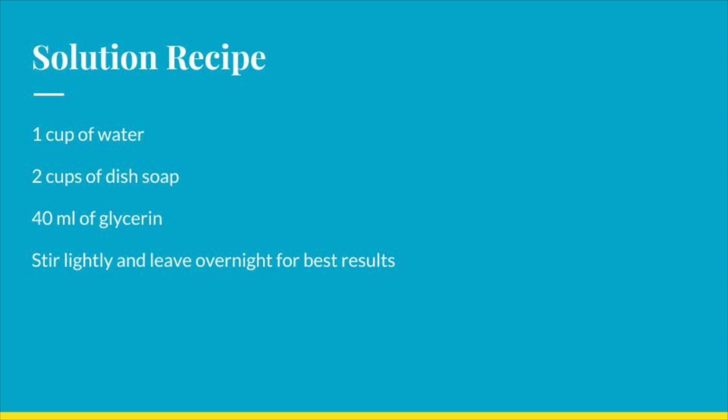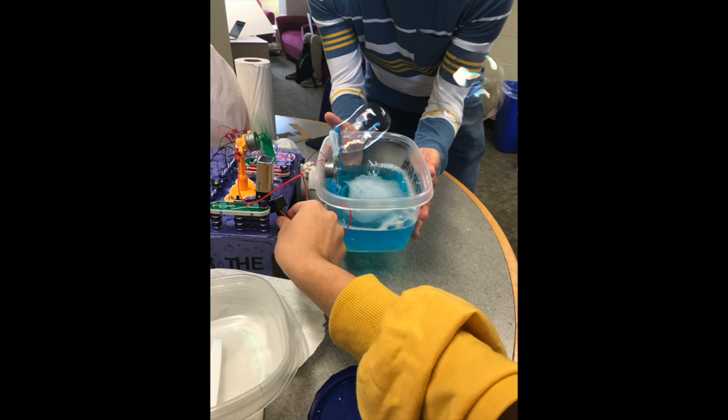Our solution recipe consisted of 1 cup of water, 2 cups of dish soap, 40 milliliters of glycerin. And we looked online and saw that if we were to leave the solution overnight, it would produce the best results. We decided to use glycerin in our solution recipe because we learned that glycerin helps to strengthen the bubbles.